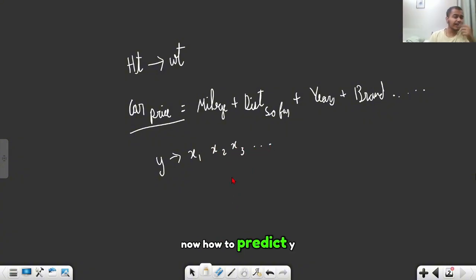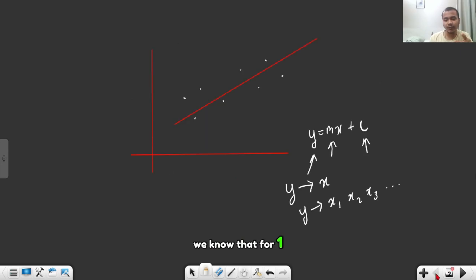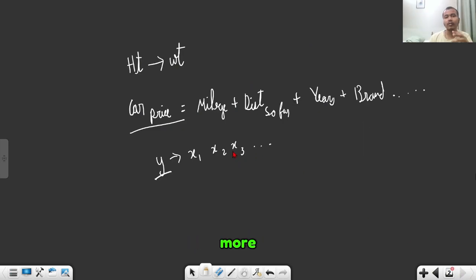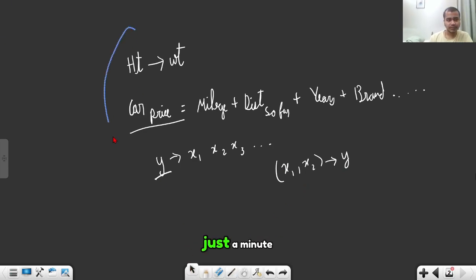Now how do we predict y when we have this many x? We know that for one x and one y we get a straight line in 2D data. But what if there are more? If we have x1 and x2, which will determine the value of y, then how will our graph look?